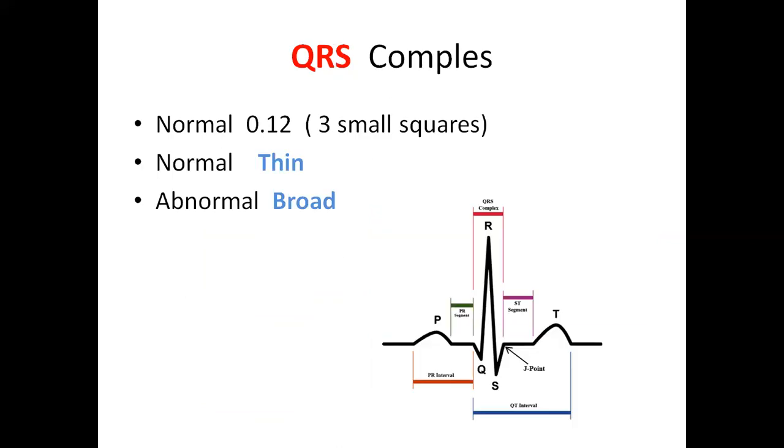Next, let's look at the QRS complex. There's only two things that can happen. Normally, it is thin and nice, and the magic number there is 3 small squares or 0.12. The first abnormality we'll talk about is if it becomes wider. Remember, the QRS complex starts here, and this whole thing is the QRS complex.